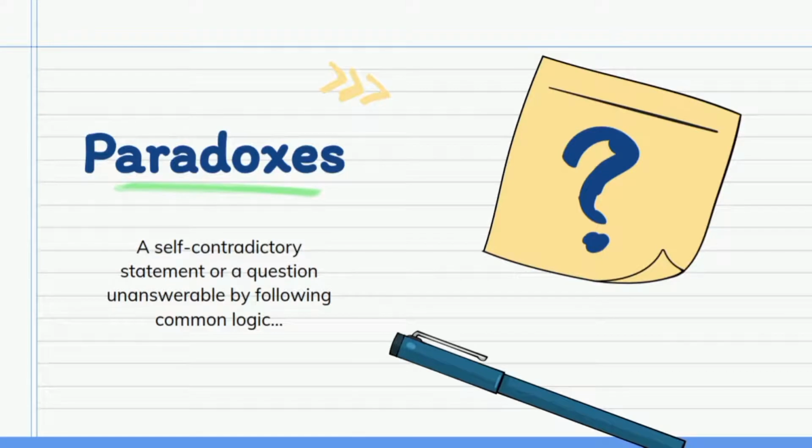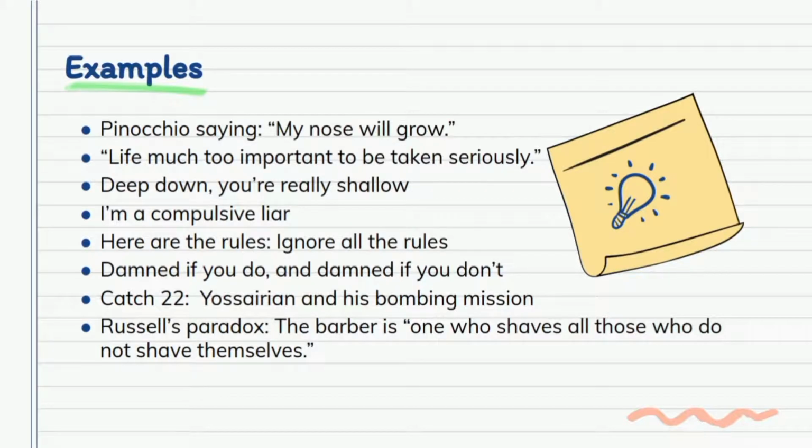Now on to the second topic up for discussion, paradoxes. A paradox is a self-contradictory statement or a question unanswerable by following common logic. So it's the sentence or a scenario that doesn't technically make sense but still has a meaning. It's a bit harder to explain examples of paradoxes because they're quite an abstract way of writing.